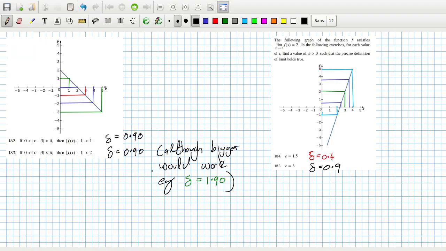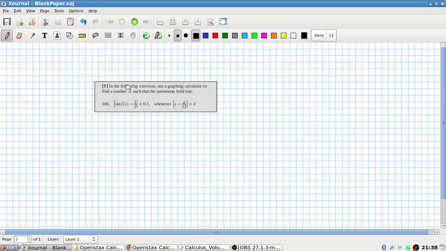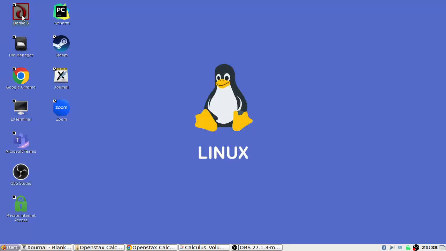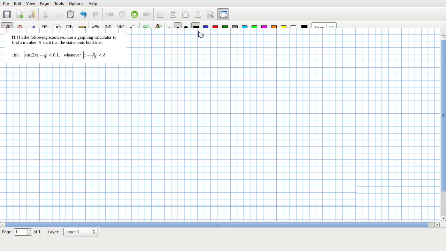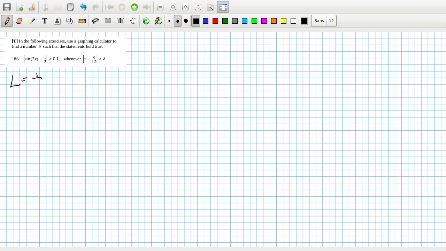187. Get a graph going. So we want to graph, we want to find the delta. Yeah, okay, so if we compare what we have here, the limit is a half, the epsilon is 0.1, the function is sine 2x, the a is pi over 12.